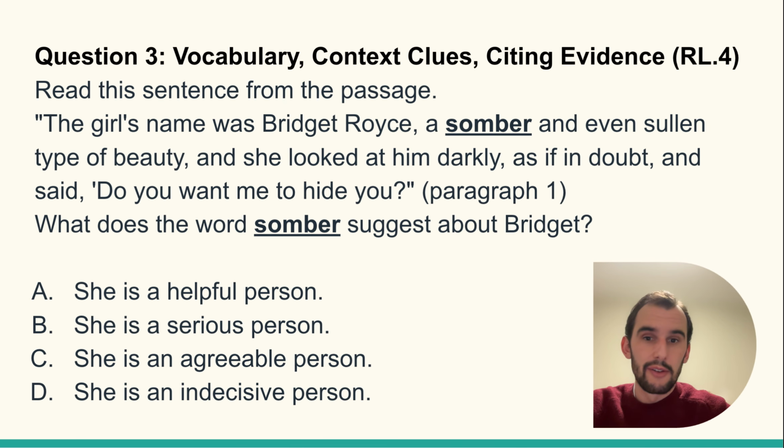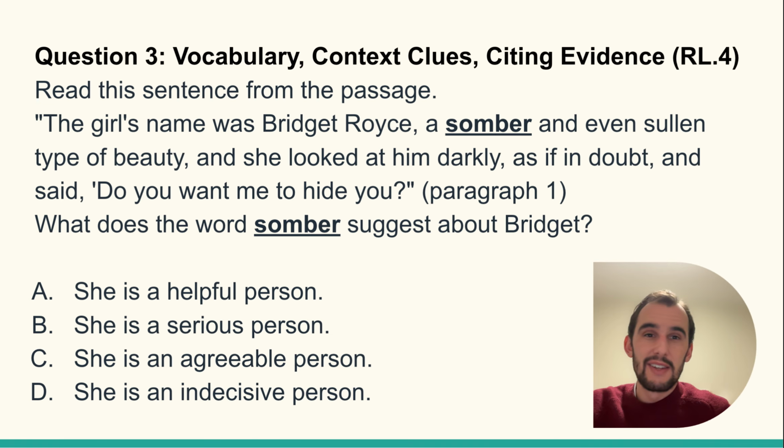She's an agreeable person. Agreeable means really friendly. And so that doesn't seem to match well with somber, sullen, and doubting and looking at him darkly, right? It doesn't really fit with what we know about Bridget either, because we later find out that Bridget is angry at him because he rejects her and he turns her offer for help down. So she's not a very agreeable person either.